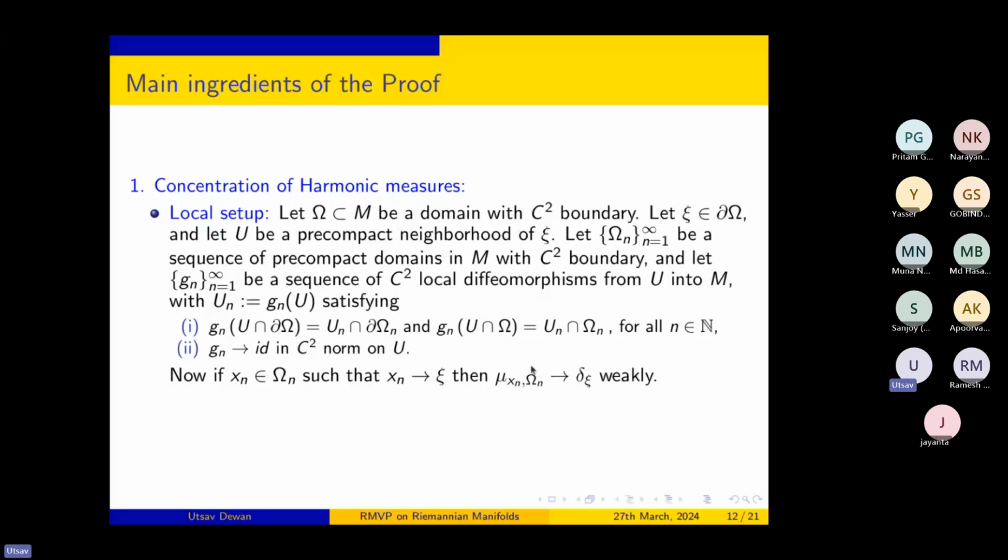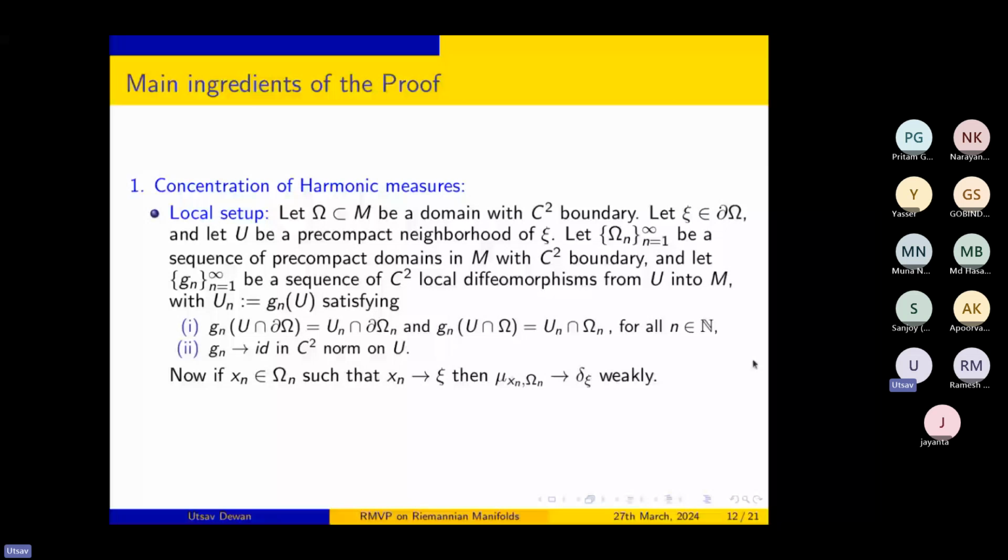And more interestingly, for those who are familiar with the properties of the Poisson kernel, that it's an approximate identity, we know that for an approximate identity, the mass is concentrated. So basically this is what's happening: you have this convergence of harmonic measures, which gives the concentration of mass, and that phenomenon is being generalized here. You can say it like that.